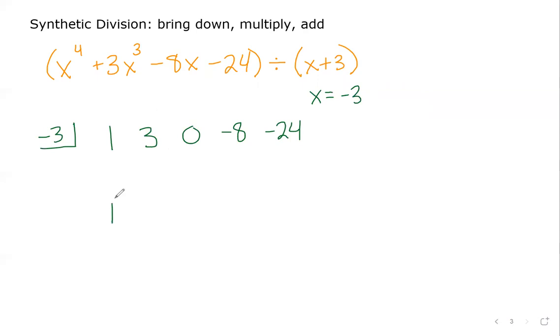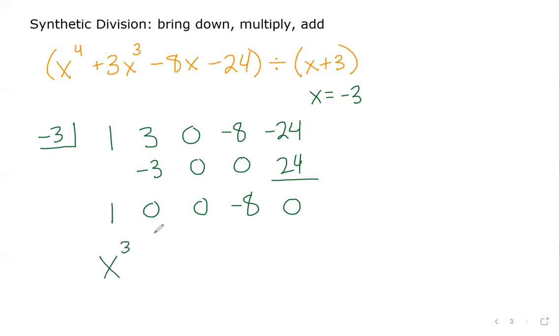Okay, bring the first one down. Now we know the process. Multiply, add vertically, multiply, add vertically, multiply, add vertically, multiply, add vertically. Since we started with x to the fourth, our answer starts with x to the third because we're just dividing out a single x. So that would be 1x cubed, no x squareds, no x's, minus 8. And that would be our solution.